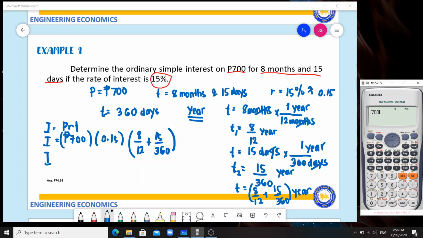700 times 0.15 times 8 over 12 plus 15 over 360. Yan. So, ang interest pala natin ay 74 pesos 0.38.